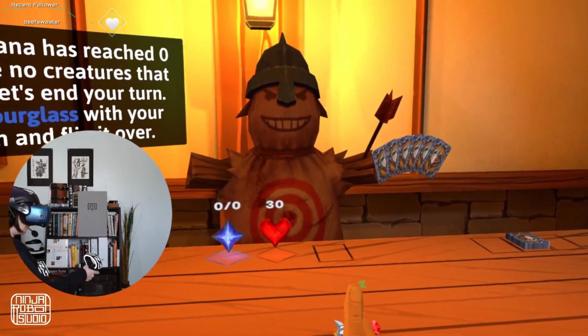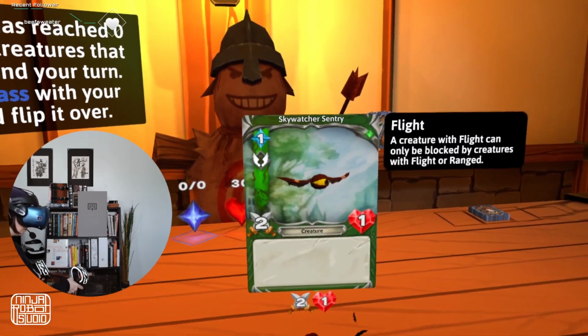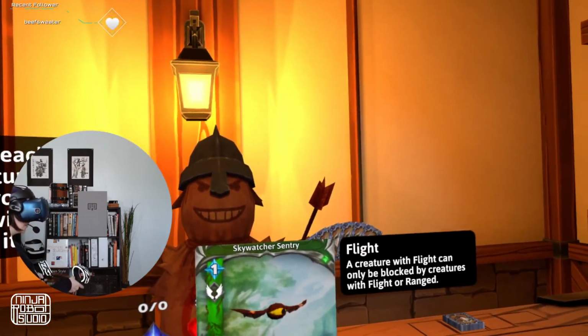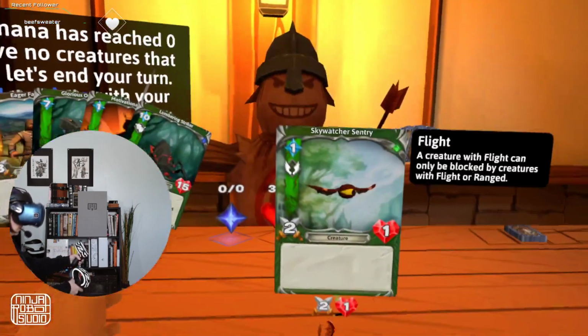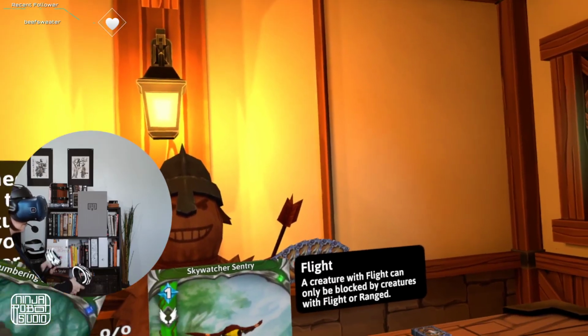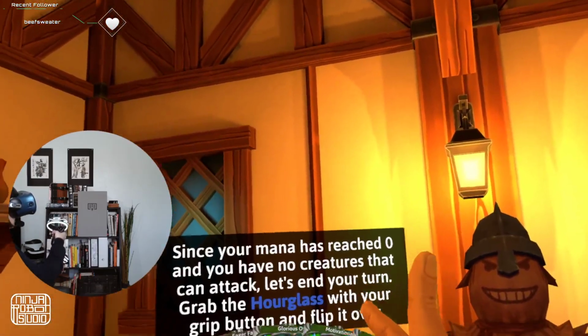Okay, so before that, I'm just hovering over this one. And that's letting me see a much bigger version of the card, as you can see, which lets me see it a little bit better. And it still has that little tooltip over there to let me see.